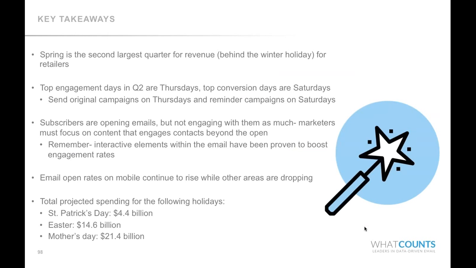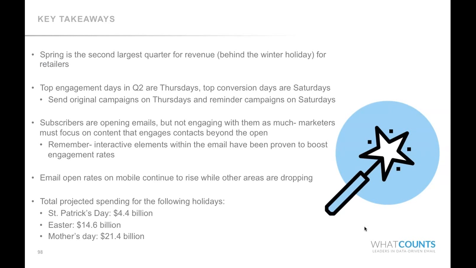So for today, the key takeaways from this, I know this was a lot of information to get through and I talked fast, but you will get a copy of this so that you can go back through and spend some more time on some examples or some charts that you might want to. But really, key takeaways: spring is the second largest quarter for revenue for retailers. Top engagement days in Q2 are Thursdays and top conversion days are Saturdays. So as a reminder, send the original campaign on Thursday and the reminder campaign on Saturday.